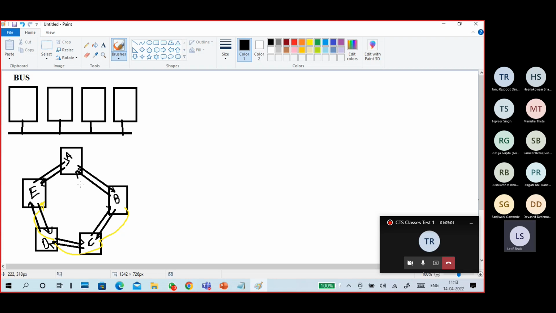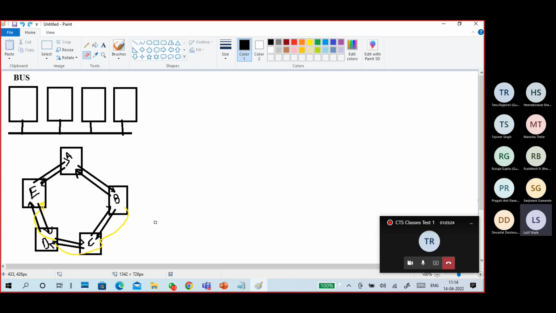Okay, so there are two connections. So why two connections? Why is a double ring required? The double ring is for in case the line is broken or a device is down, you are still able to communicate with other devices. I'm just removing that single ring.